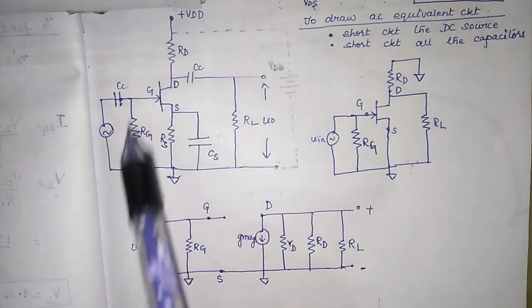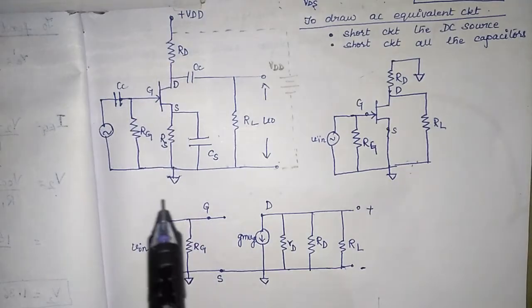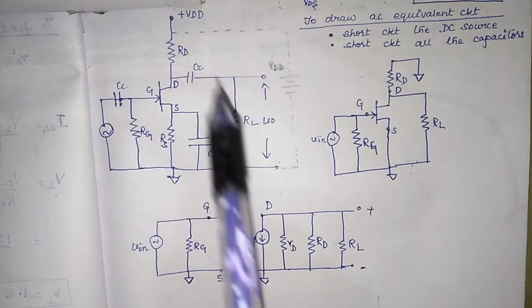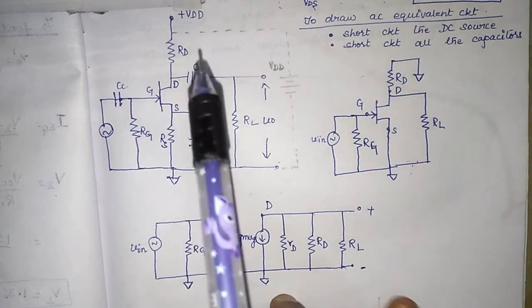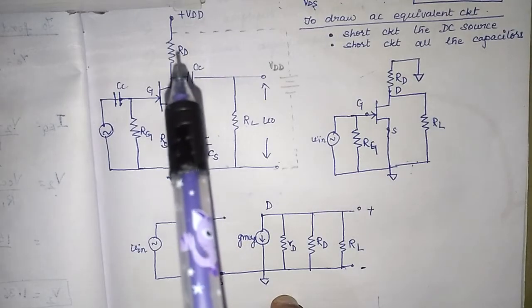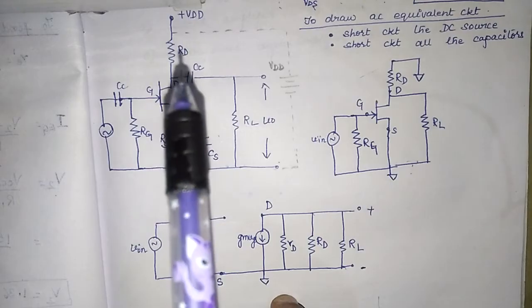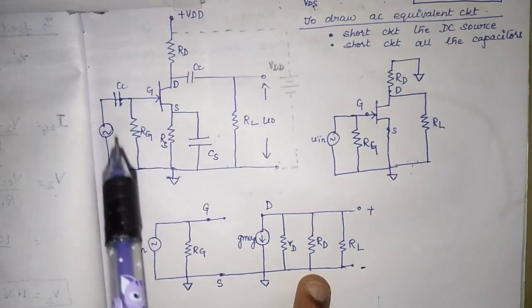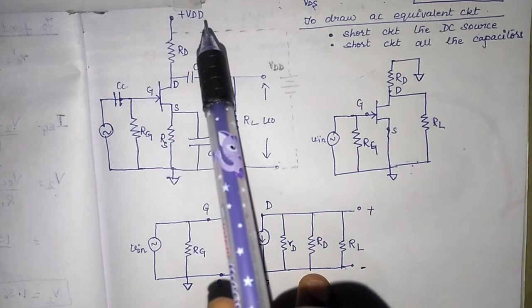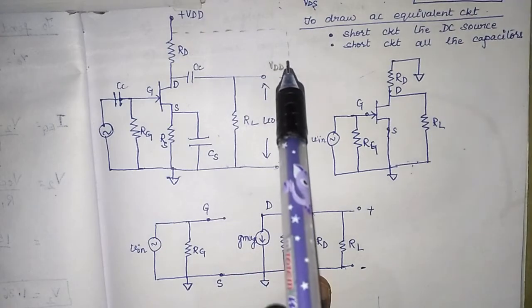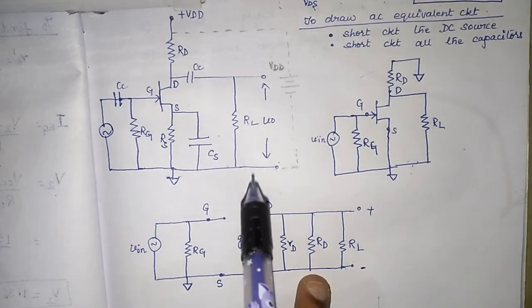Now let us draw the AC equivalent circuit of the common source JFET amplifier. This circuit you are already familiar with. So what are the two things that we did for a CE amplifier to draw the AC equivalent circuit? Since you want the AC equivalent circuit, the DC source has to be reduced to 0. So what do you do with the DC source? The DC source should be short circuited.